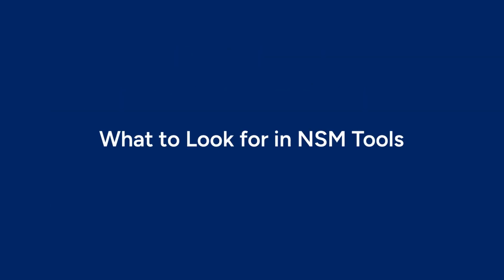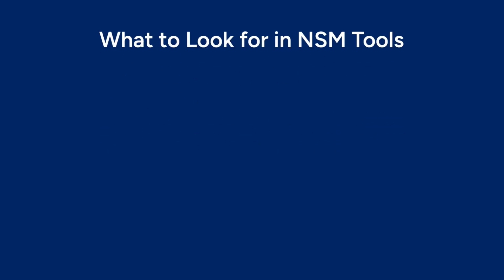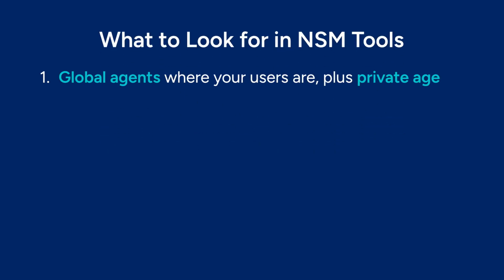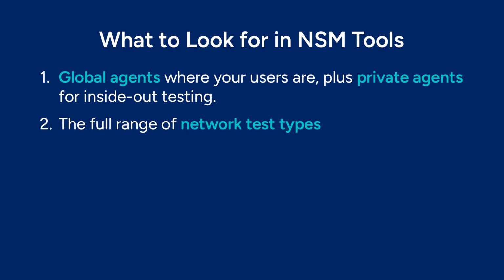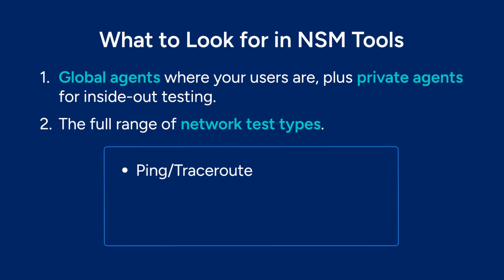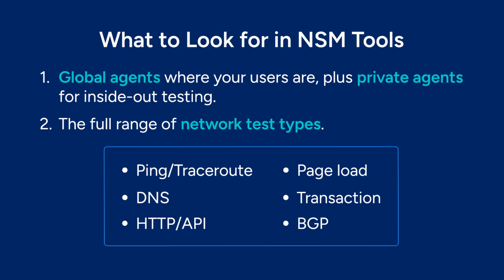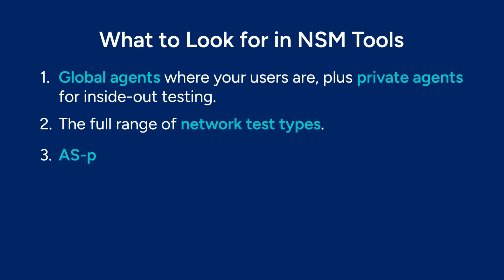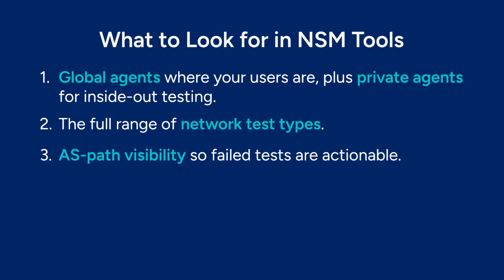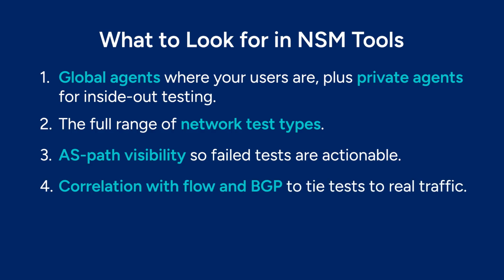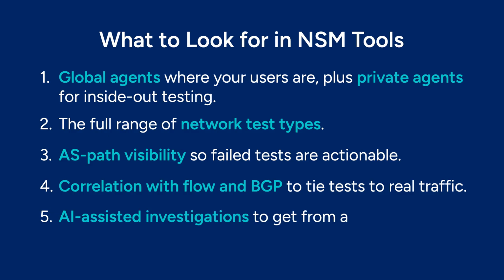There are 5 main things to look for in network synthetic monitoring tools. 1. Look for global agents where your users are, plus private agents for inside-out testing. 2. The full range of network test types: ping, traceroute, DNS, HTTP and API, page load, transaction, and BGP. 3. AS path visibility, so failed tests are actionable. 4. Correlation with flow and BGP, so you can tie a test to real traffic and a specific route. And 5. AI-assisted investigations to get from alert to root cause faster.